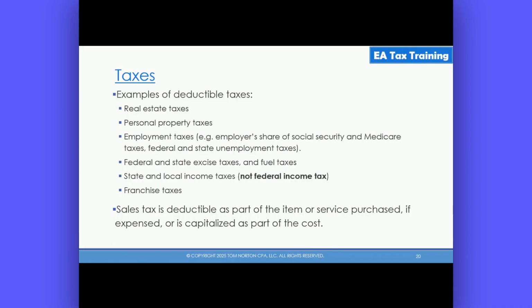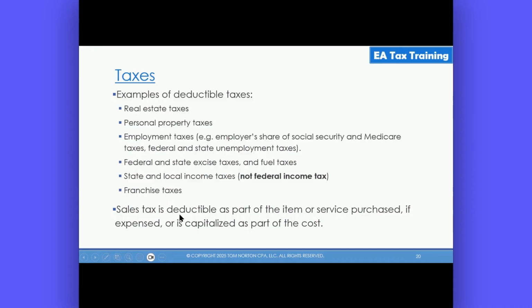Examples of the types of deductible taxes: real estate taxes, personal property taxes, employment taxes, such as the employer's share of Social Security and Medicare, and unemployment taxes, federal and state excise taxes and fuel taxes, state and local income taxes, of course, federal income tax, not deductible for federal income tax purposes, and then franchise taxes.